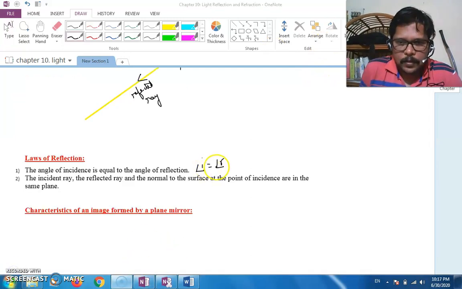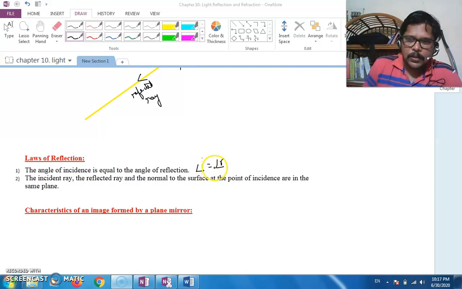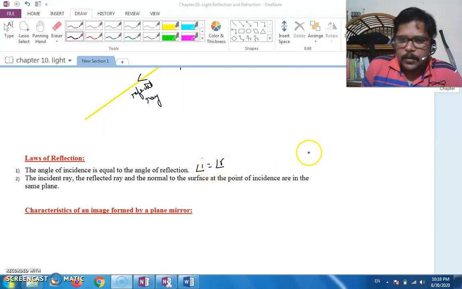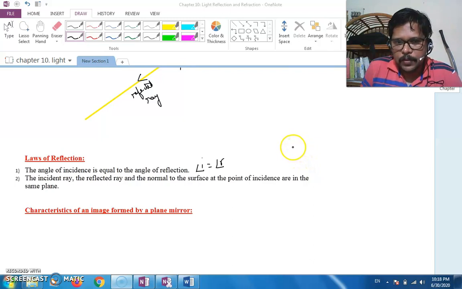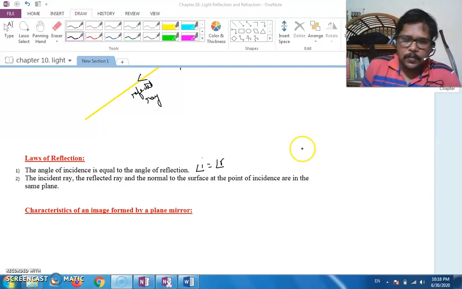Based on the first law, there's a question like this. In regular reflection, the reflection which takes place on the plane mirror or any kind of polished surface, we see that angle I is equal to angle R. So here the light obeys the laws of reflection. Does it obey the same law when it falls on an irregular surface, just like in diffuse reflection? Yes. Here also the laws of reflection hold good.